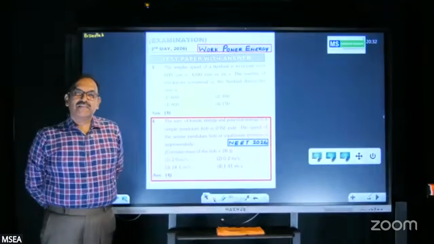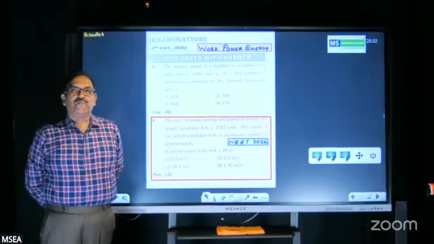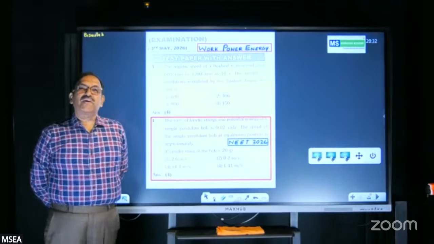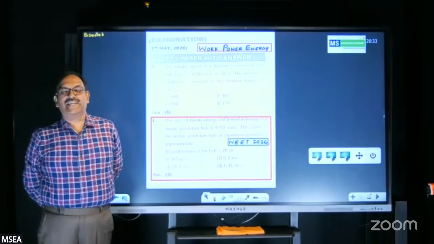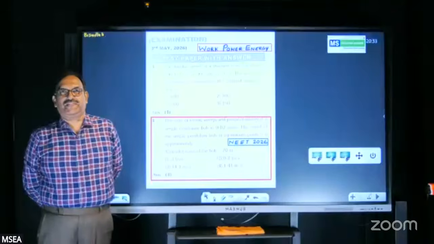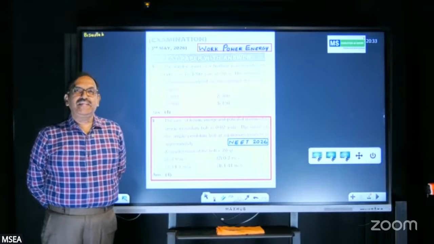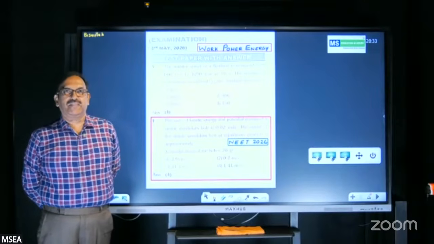Today we'll be revising an important topic in physics by name work power energy. The concepts of work power energy we get both in first year as well as in second year in many chapters. As it is from work power energy, every year 2 to 3 questions on an average will come.